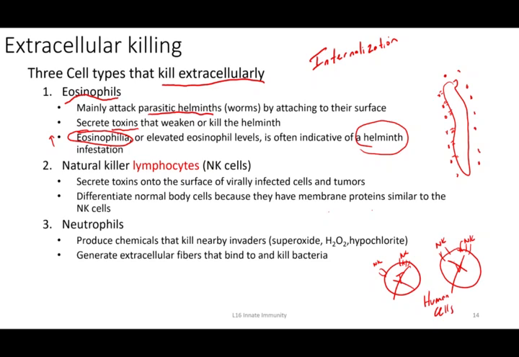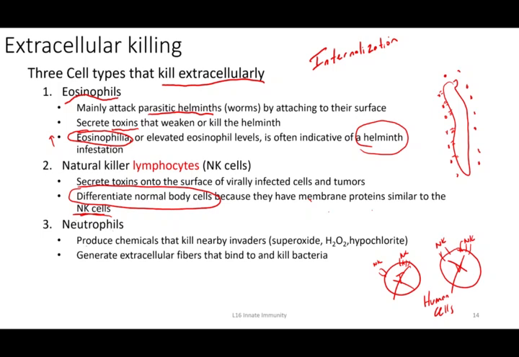So remember, in each of these cases, these are both human cells, but they're not normal. They're somehow abnormal. So there's viruses inside the cell. This is a tumor cell that's growing uncontrollably. And so there might be good reason for our own immune cells to kill our own cells, but there needs to be some way to differentiate normal cells from abnormal. And so NK cells have the capacity to do that and to target and kill those sorts of cells extracellularly.